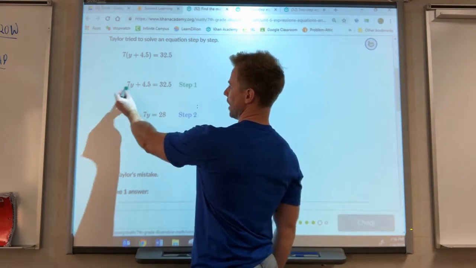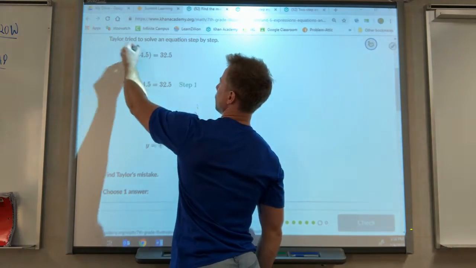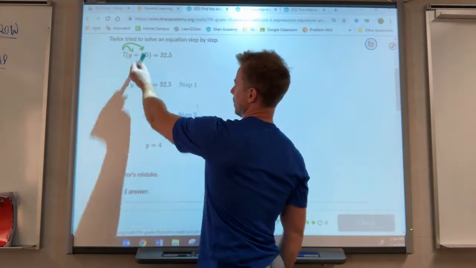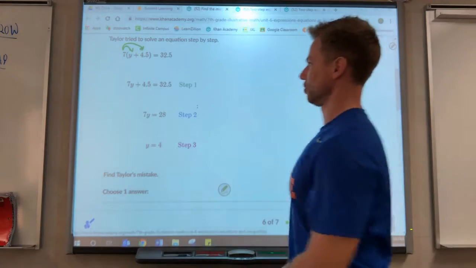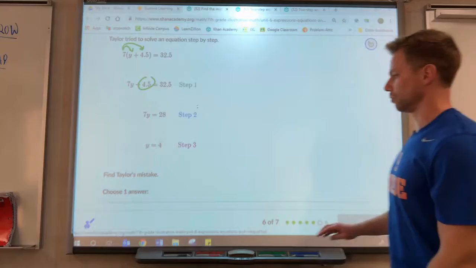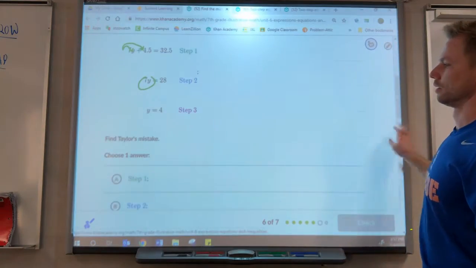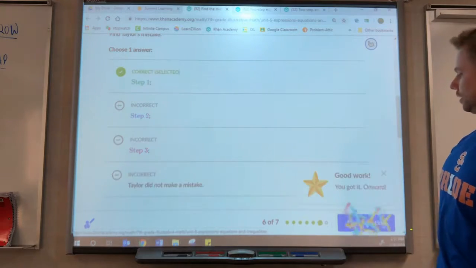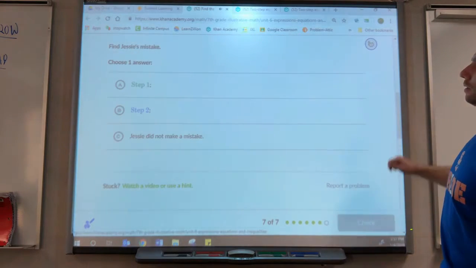So here, since they have 7y, I know they distributed, but they didn't actually do 7 times the 4.5. So I know already right here is the mistake, because that shouldn't be 4.5 anymore. So I can go to step 1 is the mistake. Good.